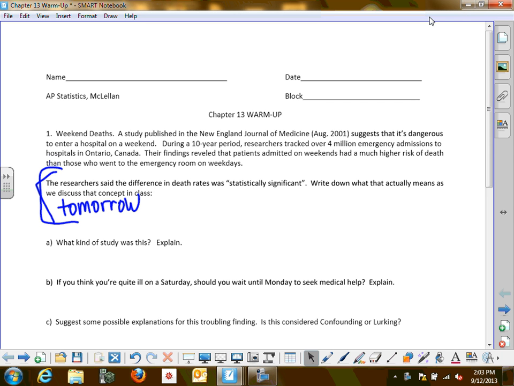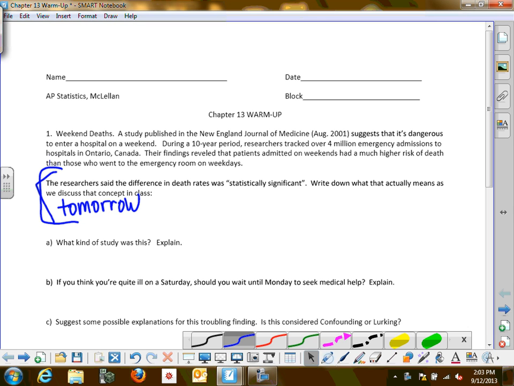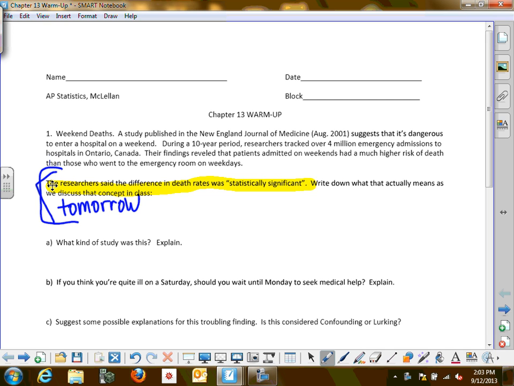This first question, this first little piece right here, is really just a seed of a concept I wanted to plant for future reference. So we'll discuss this in class tomorrow if we have time. The rest of this is all things you can do. For example, this is a study about traffic in an emergency room on the weekend versus during the weekdays and seeing if there's a difference.